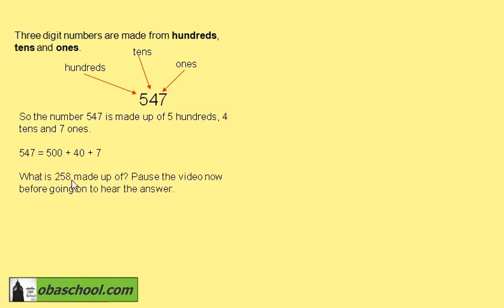What is 258 made up of? Pause the video now before going on to hear the answer. 258 is made up of 2 hundreds, 5 tens, and 8 ones. We could write that 258 is equal to 200 plus 50 plus 8.